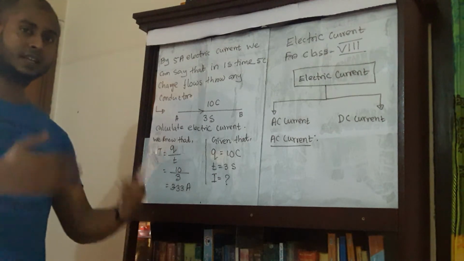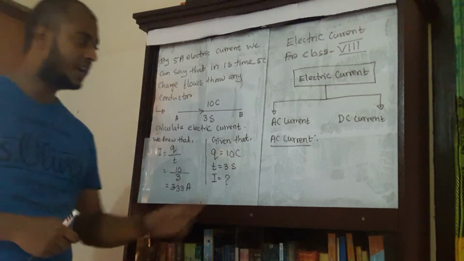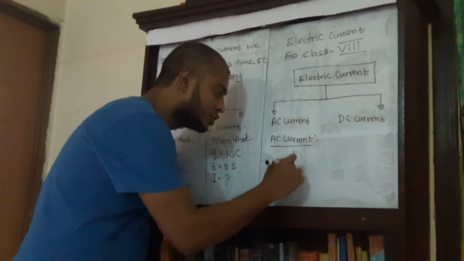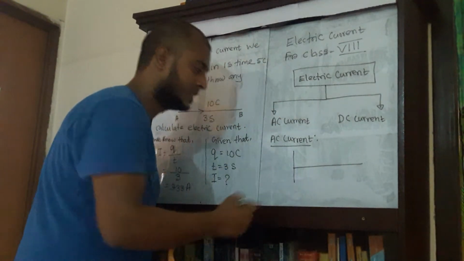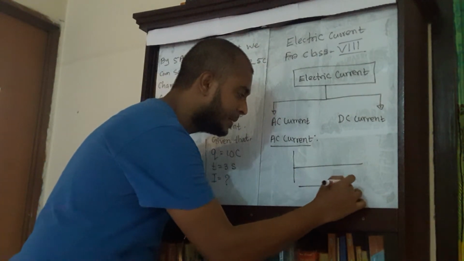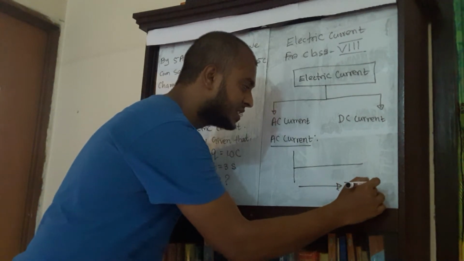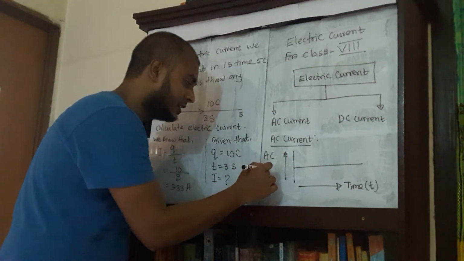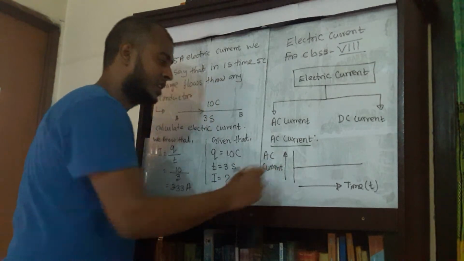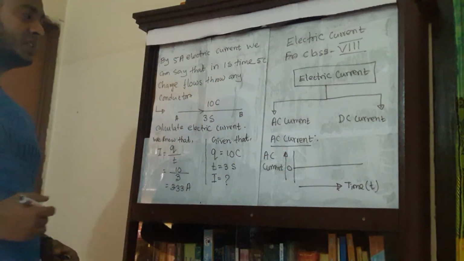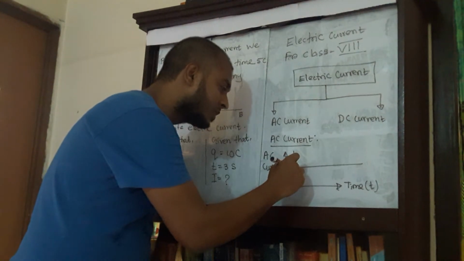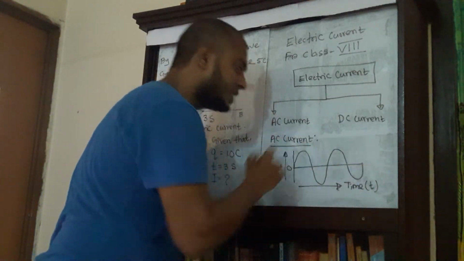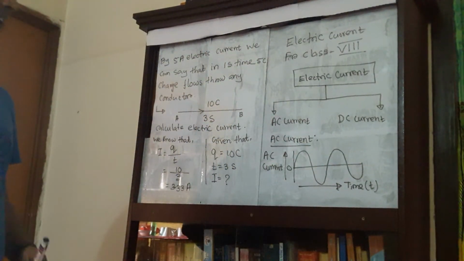Say, I'm going to discuss that type of current which can change its direction with respect to time. I'm going to show a graph. In this axis, time t is given, and in this axis, AC current is given, and this is O. From this graph we can say that this AC current continuously changes its direction with respect to time.